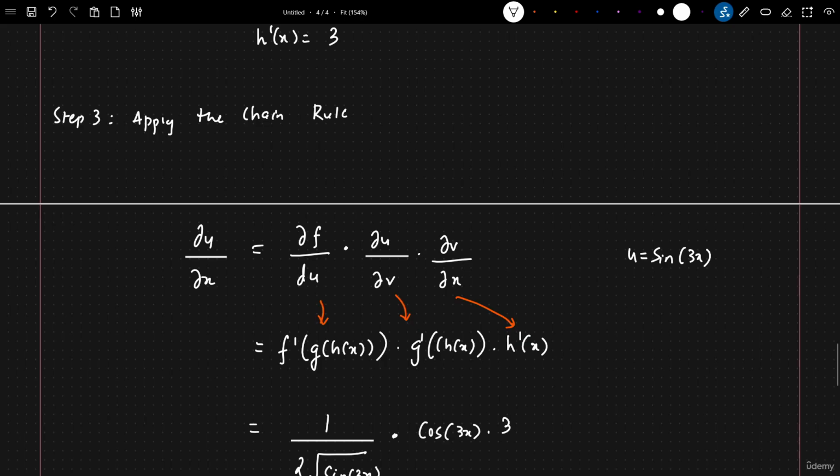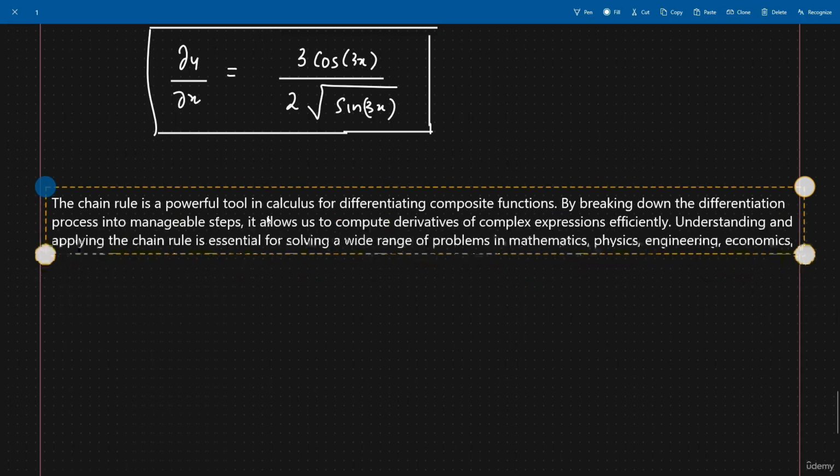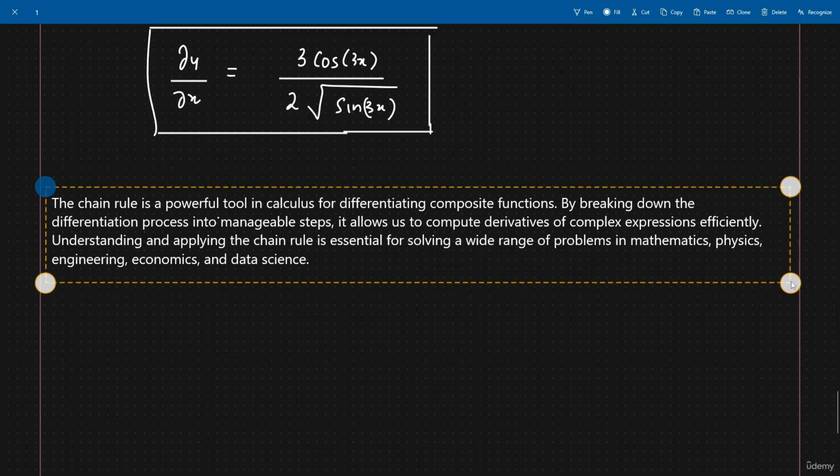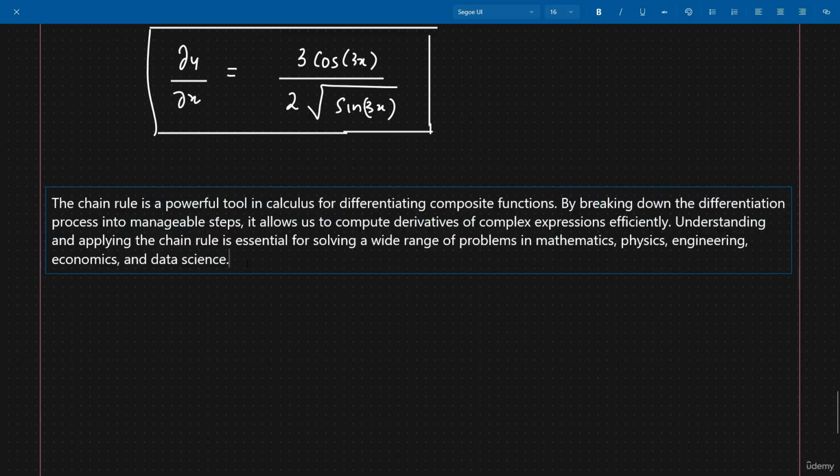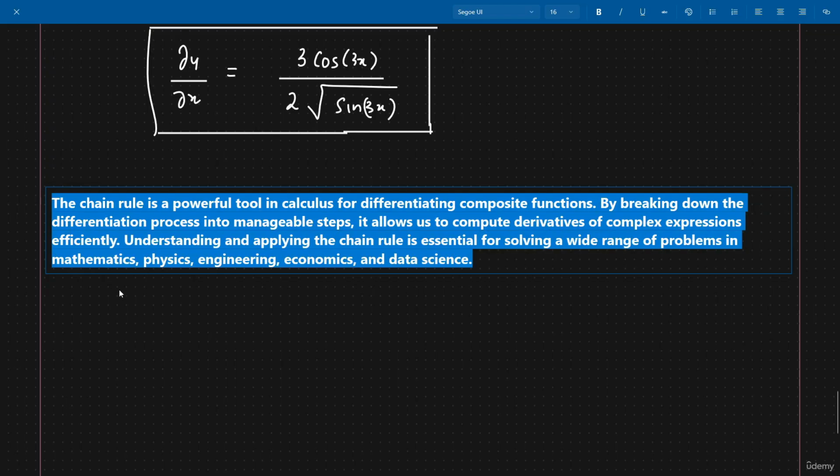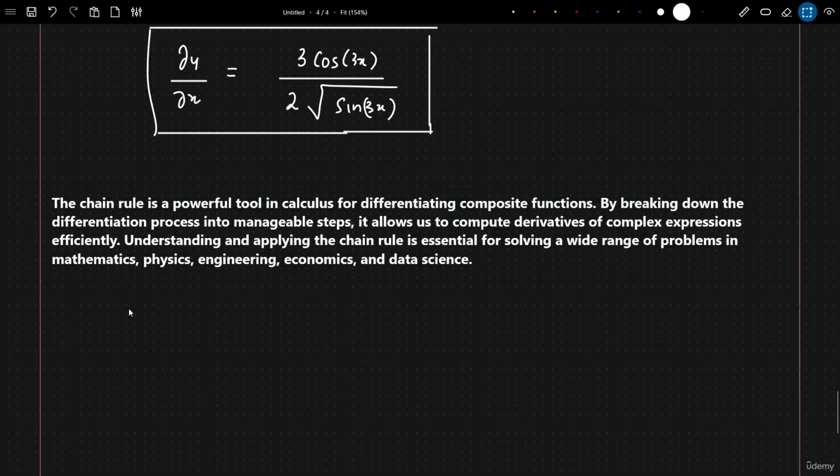Now quickly, I will provide a conclusion about the chain rule, and this will be important because once you start your deep learning, I have also made sure that one algorithm of ANN in deep learning is uploaded in this course itself so that you get an idea. The chain rule is a powerful tool in calculus for differentiating composite functions. By breaking down the differentiation process into manageable steps, it allows us to compute derivatives of complex expressions efficiently. Understanding and applying the chain rule is essential for solving a wide range of problems.